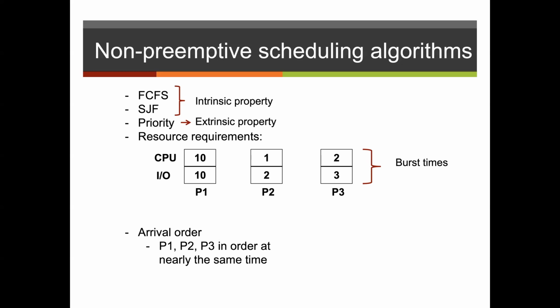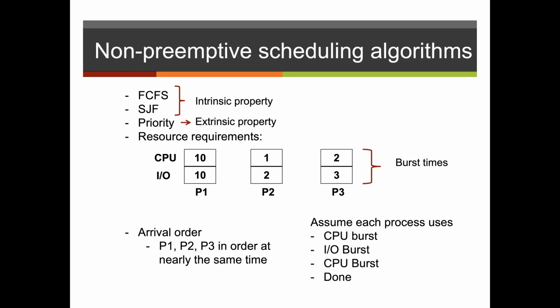And so with this in mind, we want to take into consideration the arrival order of these processes. In this case, we have P1, P2, and P3 arriving in order at nearly the same time. And we also want to consider that each process uses CPU bursts, IO bursts, and CPU bursts, and then they are done.